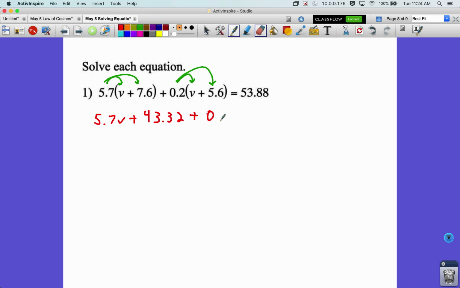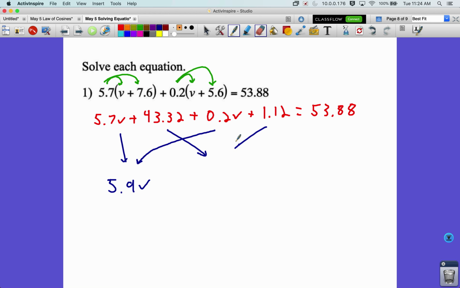43.32. Plus 0.2v plus 0.2 times 5.6, 1.12 equals 53.88. Now, I've got constants on both sides. Well, first let's combine like terms, because I couldn't combine like terms earlier because the parentheses were in the way, but now I can combine my like terms. This becomes a 5.9v, and our constants, those are like terms, they get to combine. Plus 43.32, I get 44.44.